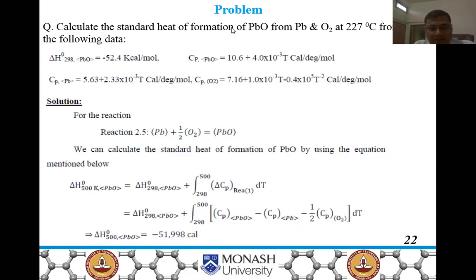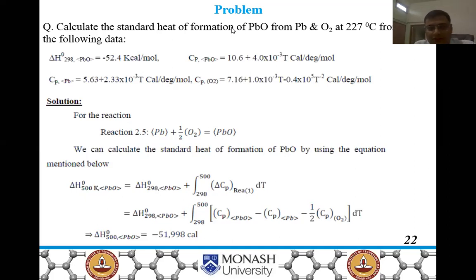So we have this reaction: Pb plus half O2 giving you PbO. So this is the heat of formation for PbO at 500 Kelvin. So 227 plus 273 will be equal to 500 Kelvin. So delta H at 500 Kelvin for PbO will be equal to delta H at 298 plus the integration from 298 to 500 of delta Cp reaction into dT, as we have discussed in the previous slide. Now the Cp reaction will be equal to Cp products minus Cp reactants, so Cp PbO minus Cp Pb minus half of Cp O2 into dT.